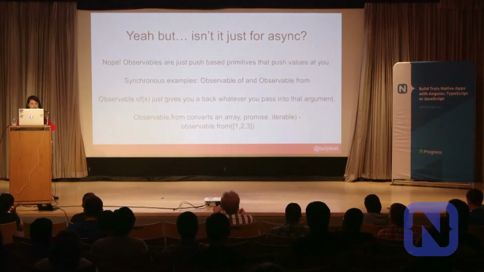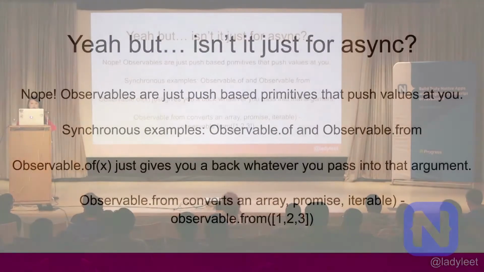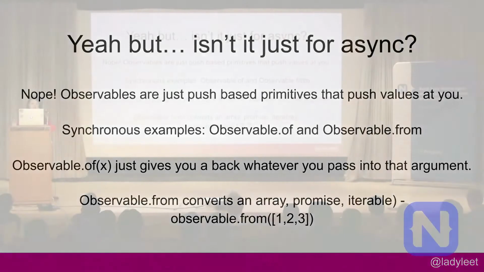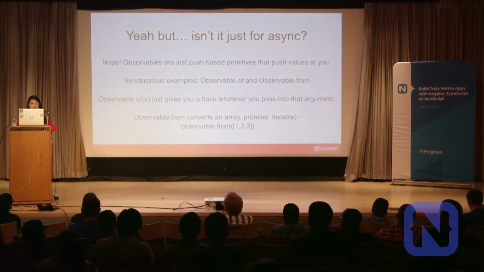A lot of people have this misconception that RxJS is just used for async, but it actually can be used for synchronous values as well. If you think about it, observables are just push-based primitives that push values at you. They're mostly asynchronous because they do things over time, like waiting for an event, maybe someone clicking something, or waiting for somebody to make an AJAX request to the server. But great examples of synchronous observables would be observable of, which just gives you back whatever you pass into the argument, or observable from, which converts an array or a promise or an iterable into an observable.